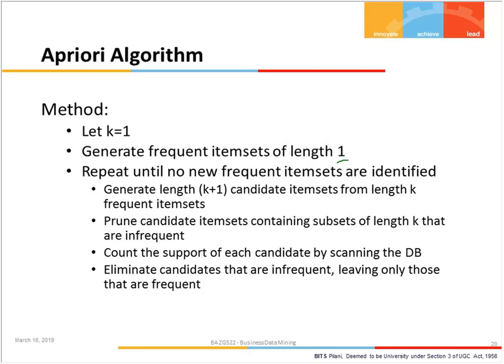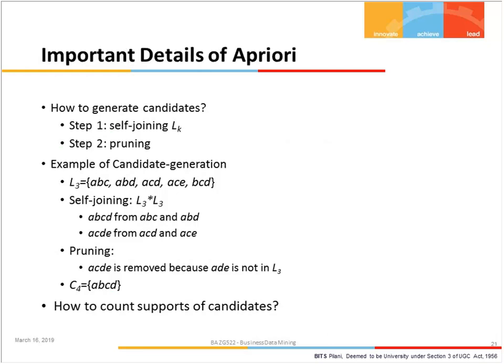Generate k plus 1 candidates from k frequent item sets, and if we can conclude that some of them cannot be frequent, prune them. For the remaining candidates, count the support and eliminate the candidates that are infrequent, and so from k frequent item sets we generate k plus 1 frequent item sets. So let's take an example and do it.